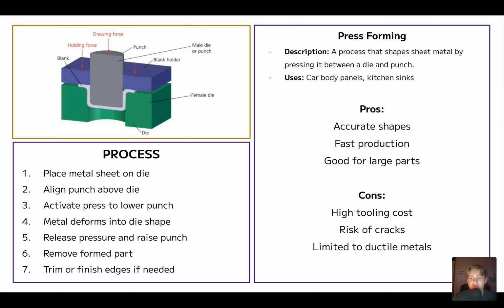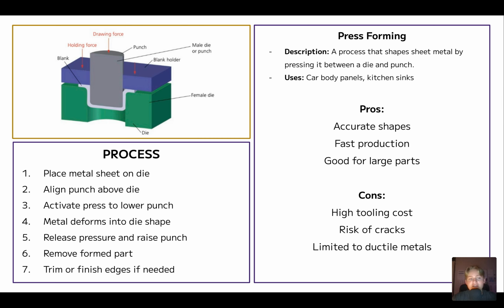Pros of it is that we can create some really accurate shapes and very quickly. We just press it onto the next. Brilliant for mass production, but it's also good for large parts since we're not using any particularly complicated tooling. Cons of it is that there is actually high tooling costs. I know I just said it's not particularly complicated, but it can be quite expensive. There's also a risk of cracks in the material if we're press forming a particularly brittle piece of material, something to take into account. And it is also limited to only ductile metals. So, as I mentioned, something to take into account when evaluating whether or not to use the press forming process would be the kind of material we're using.